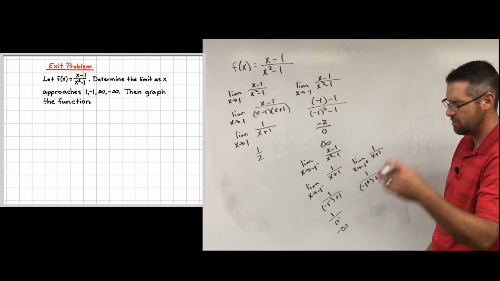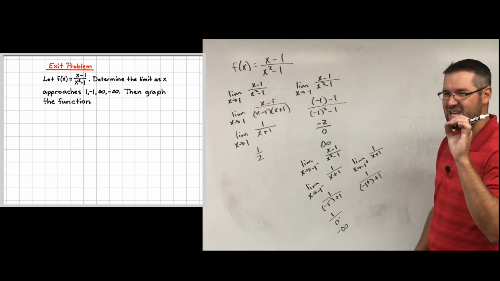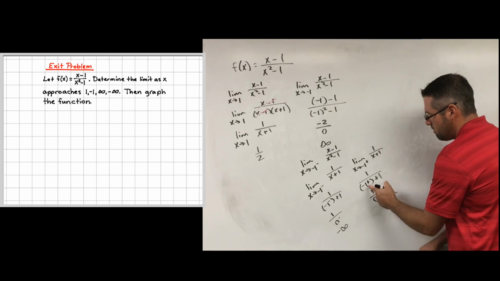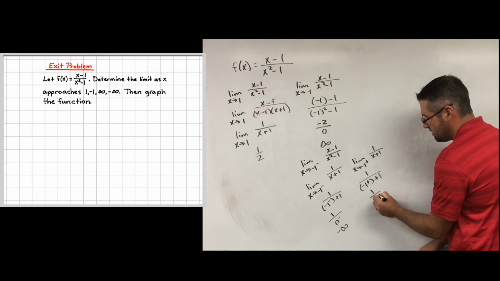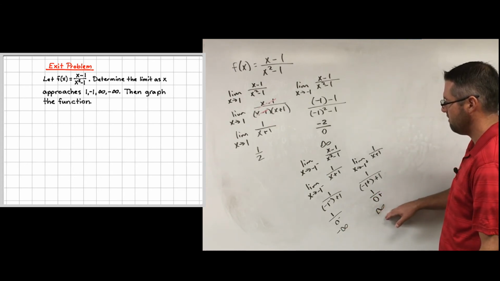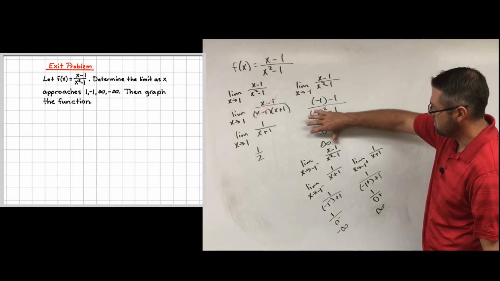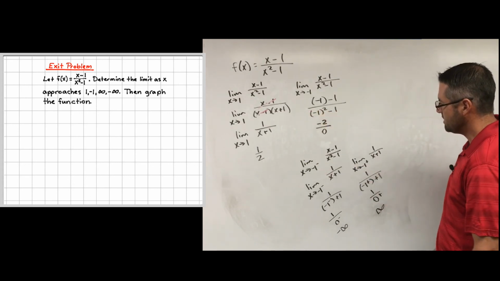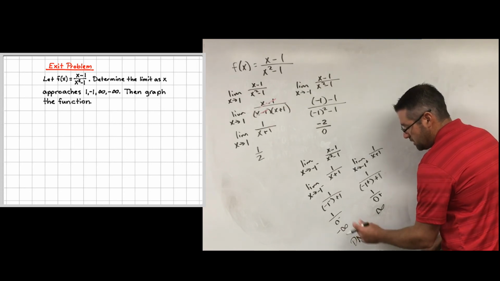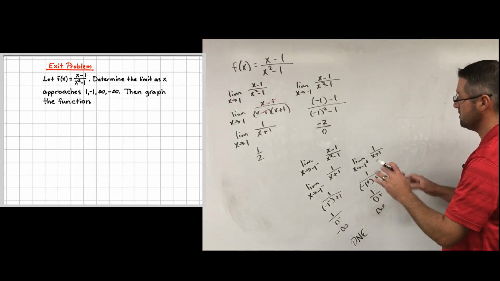Negative 0.999. But the bottom line is we know that's 1 over 0. Because this number is actually a little bit smaller than that, this is going to be a positive 0. And so we end up with positive infinity. So we can see that we have two different infinities. Therefore, it's not just a matter of infinity. It's going to be a does not exist. Okay, not infinity, but just does not exist.